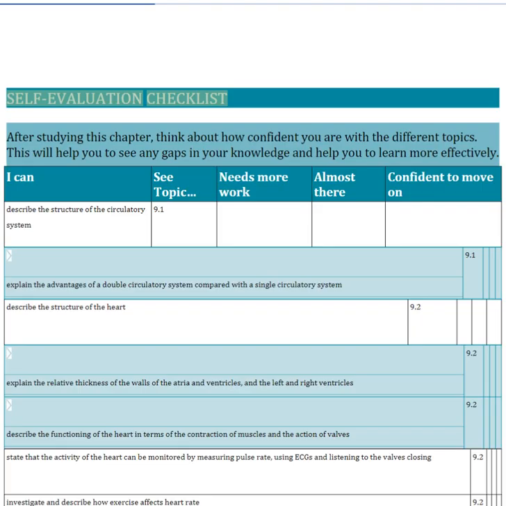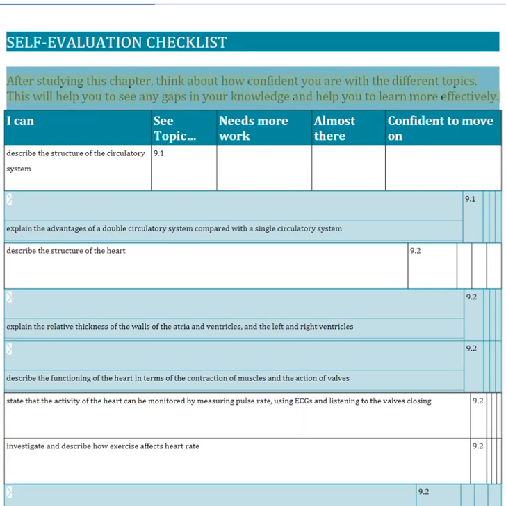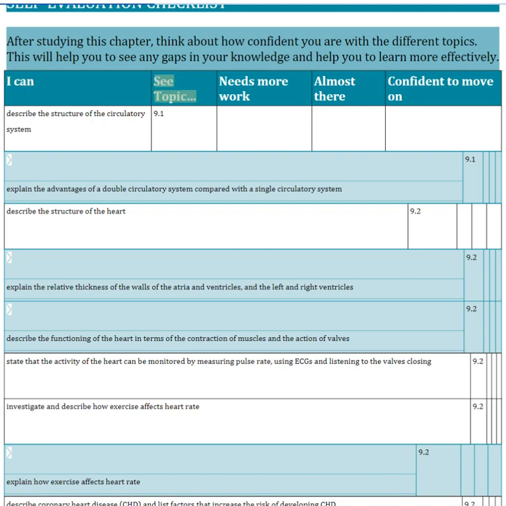Self-evaluation checklist. After studying this chapter, think about how confident you are with the different topics. This will help you to see any gaps in your knowledge and help you to learn more effectively. I can. Topic. Needs more work. Almost there. Confident to move on.